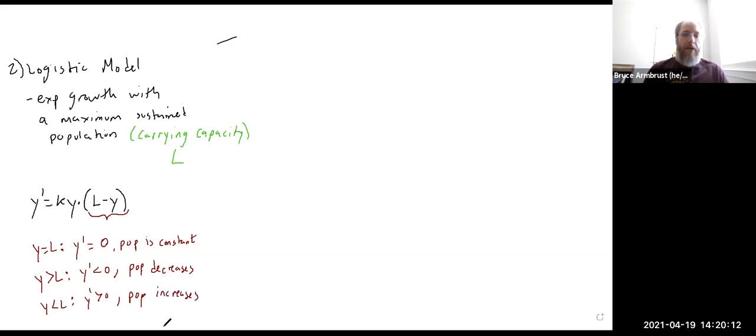So our population is going to be increasing. So notice that just by introducing that L minus y, we made it so that it's still going to grow if we're less than the carrying capacity. We're going to die out if we're greater than it. So this is the easiest way to take care of that.